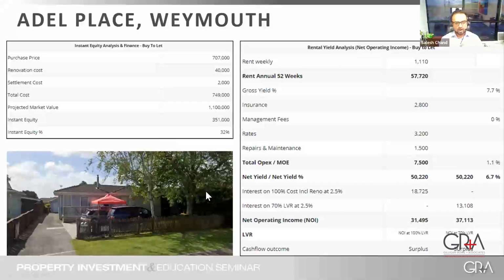Now, I'd like to show you an example of passive income, and this is passive in land banking. Here's a property we bought about 3-4 years ago. We paid 707,000, and you get a front house and a rear house. We spent 40,000 on renovating and doing a subdivision, so our total cost was 749,000. Back then, our market value came back at 1.1 million. So we had instant equity of $351,000, which is 32%. What we did with that money, we refinanced, took our equity out, and bought more properties with that equity. So what I'm trying to say is, we basically got into the whole project without putting a dollar in.